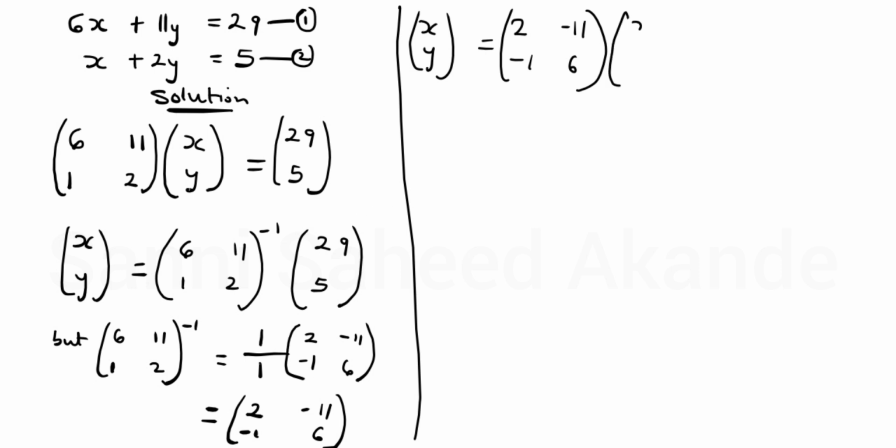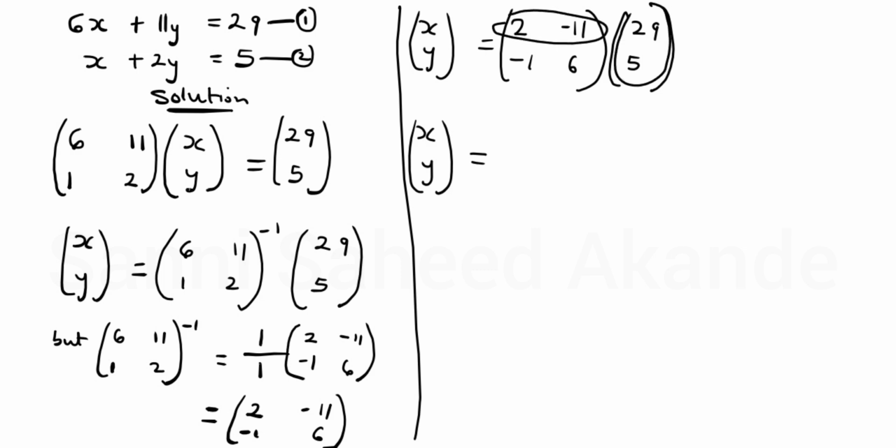29 and 5. Okay, so we now write x and y is equal to, now we are going to multiply these two matrices together. So we have learned how to multiply matrices together. If you've forgotten that, you can watch the previous videos and then come back to continue learning this. Okay, so let's continue. So we are going to use this rule to multiply this column. That is the rule in multiplication of matrices.